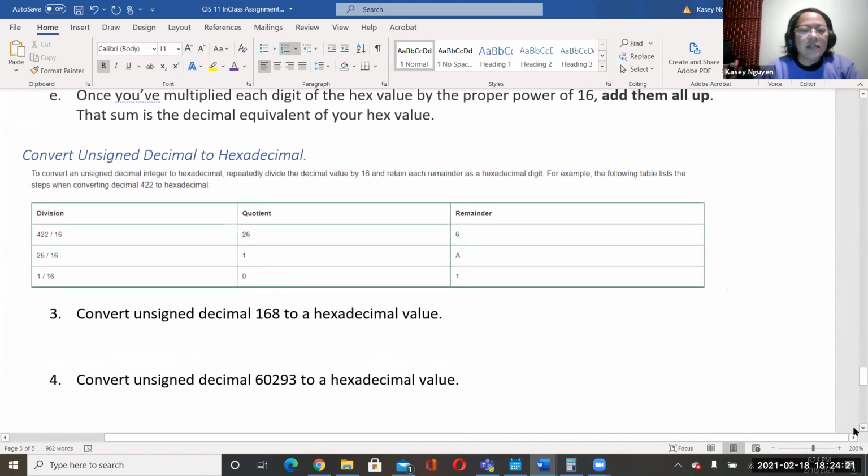So let's try number 3. In this case, we're going to have to do long division, and I think it would be better for me to use the whiteboard. So I'm going to take you to the whiteboard for a second here. Okay, so we have, let me check, 168, right? So we have 168, and we're going to divide it by 16.